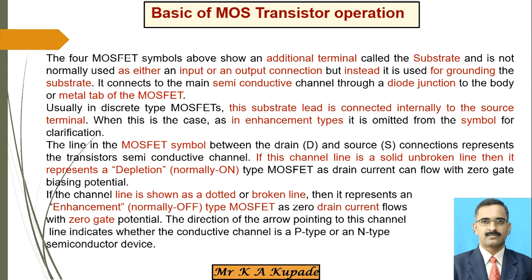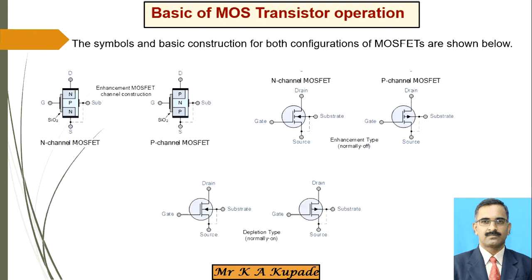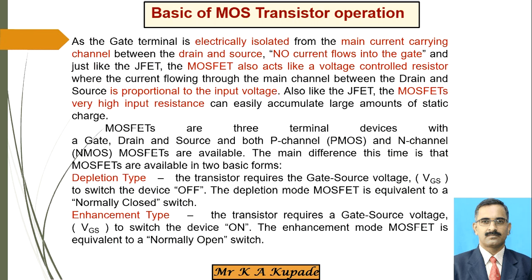Now if the channel line is shown as a dotted or broken line, it represents the enhanced mode. Normally, in such MOSFETs zero drain current flows with zero gate potential. The direction of the arrow on this channel indicates whether the conductive channel is a P-type or N-type MOSFET. You can see some of the things related to how the construction is considered for this MOSFET. So this is all about this. I think you got this.